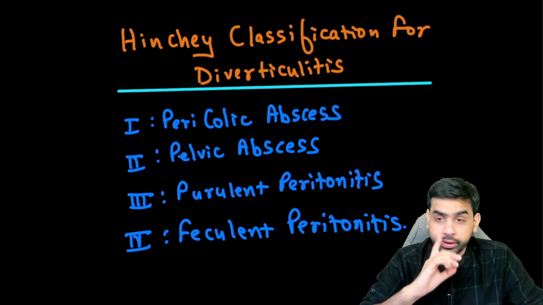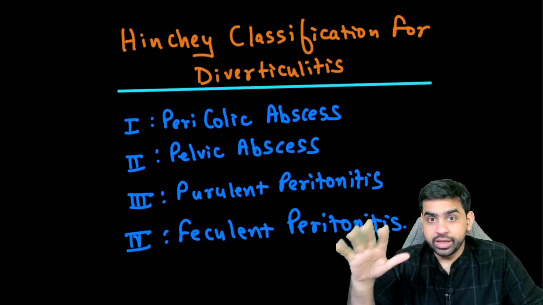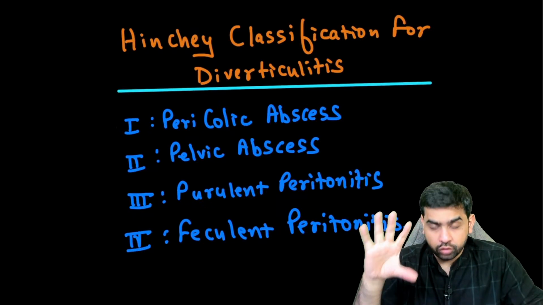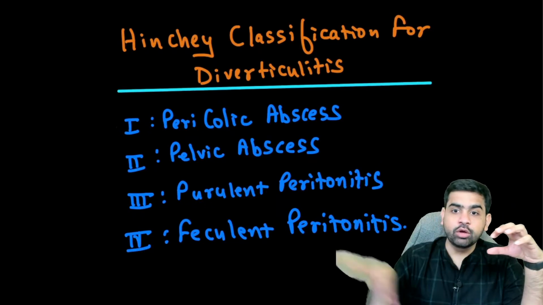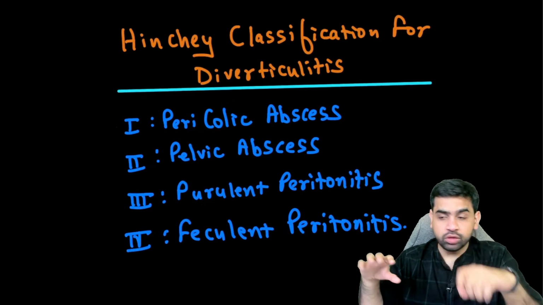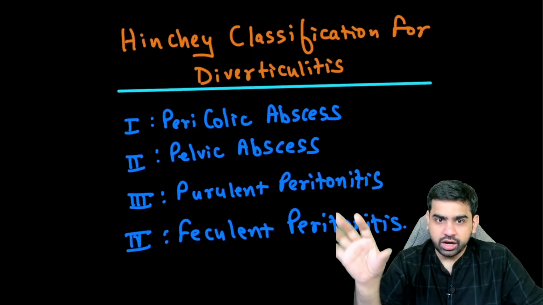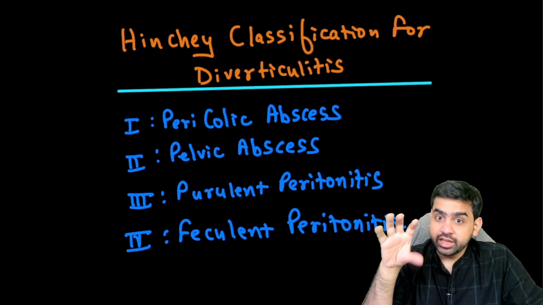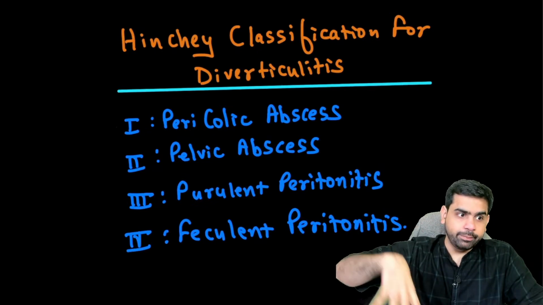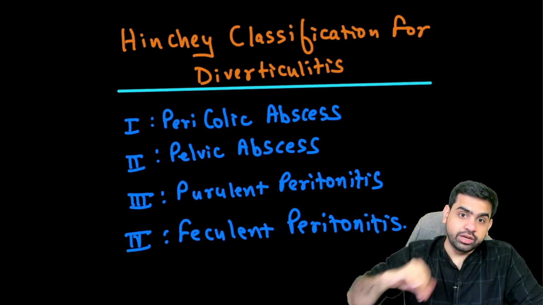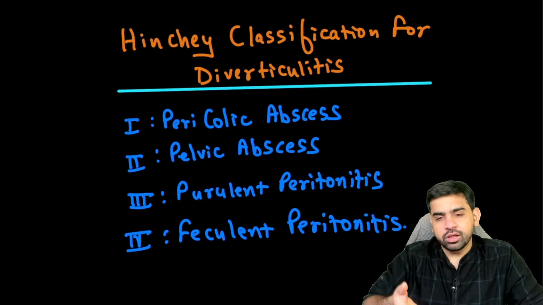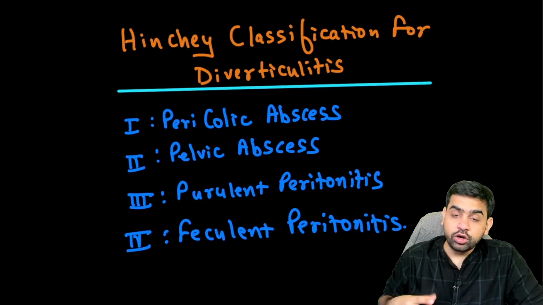Yeah, okay, sorry. So what I was trying to talk to you about, the Hinchey classification. What you need to understand is, in type 1, there is a pericolic abscess just around the colon. That's fine. Then type 2 is the pelvic abscess, an abscess in the pelvic cavity. Then type 3 is purulent peritonitis. There is pus in the peritoneum. What about type 4? It is feculent peritonitis.